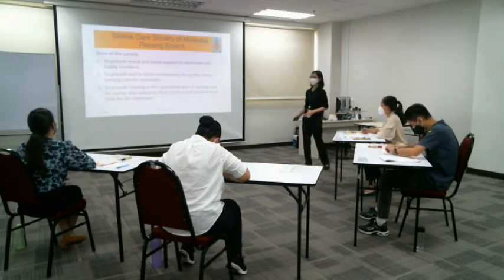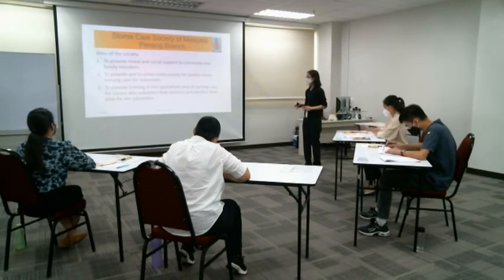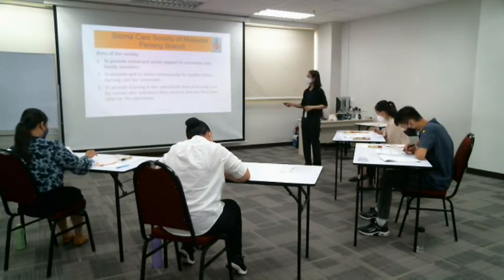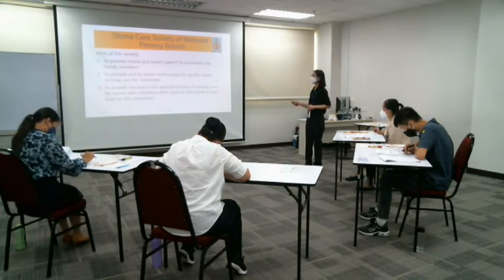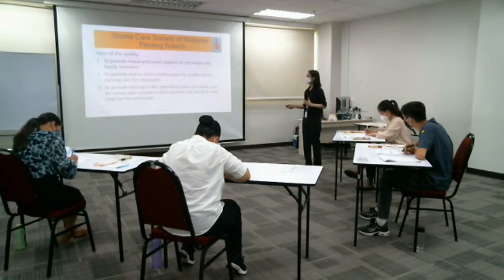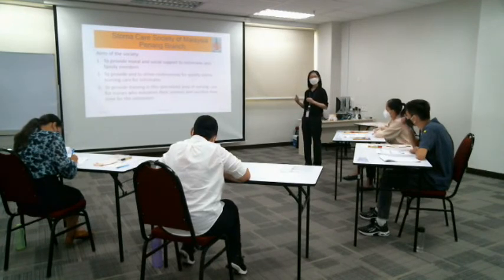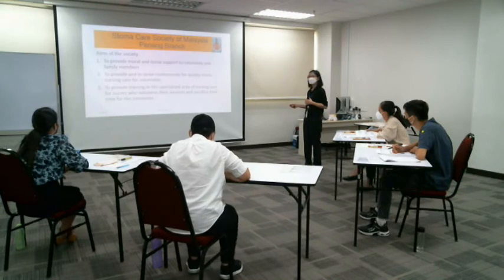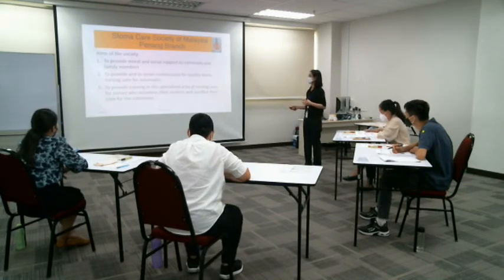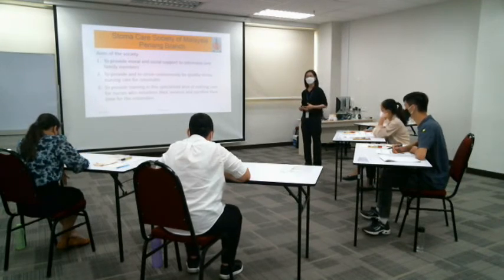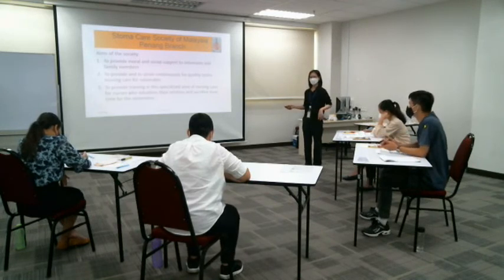So the aims of the society. Now I'm talking particularly about the Stoma Care Society of Malaysia, Penang branch. The aims of the society are to provide moral and social support to ostomates and family members, and to strive continuously for quality stoma nursing care. So they gain knowledge and help other people. Training in this specialized area of nursing care as well, so they give training to nurses for ostomy care, who are willing to volunteer and sacrifice their time for the ostomates.